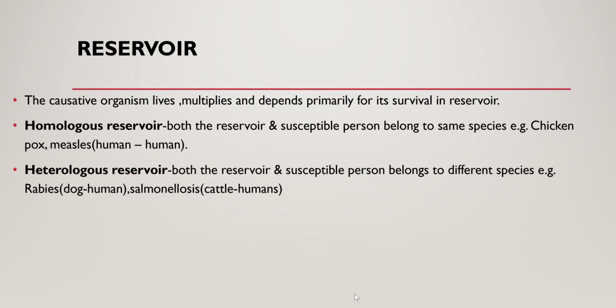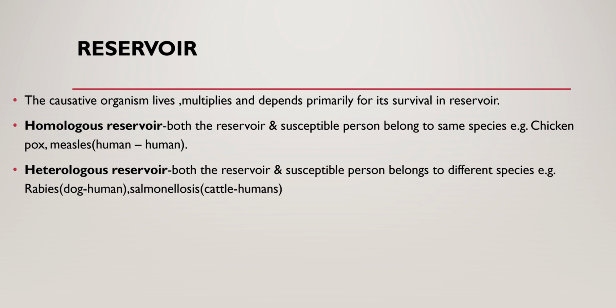Let's start, guys. So, what is a reservoir? A causative organism lives, multiplies, and depends primarily for its survival in a reservoir. Reservoir can be of two types: the homologous reservoir or the heterologous reservoir. In a homologous reservoir, both the reservoir and the susceptible person belong to the same species. For example, chickenpox or measles have human to human transmission. So the reservoir and the susceptible person are the same, that is, human.